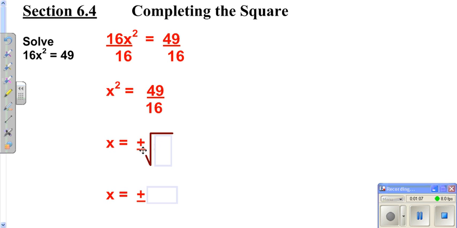So we're going to have plus or minus the square root of our 49 over 16. When you're dealing with roots again, you can take the square root of the top or the square root of the bottom. Square root of the top is 7, square root of the bottom is 4. So in this case, our two answers are 7/4 or negative 7/4.